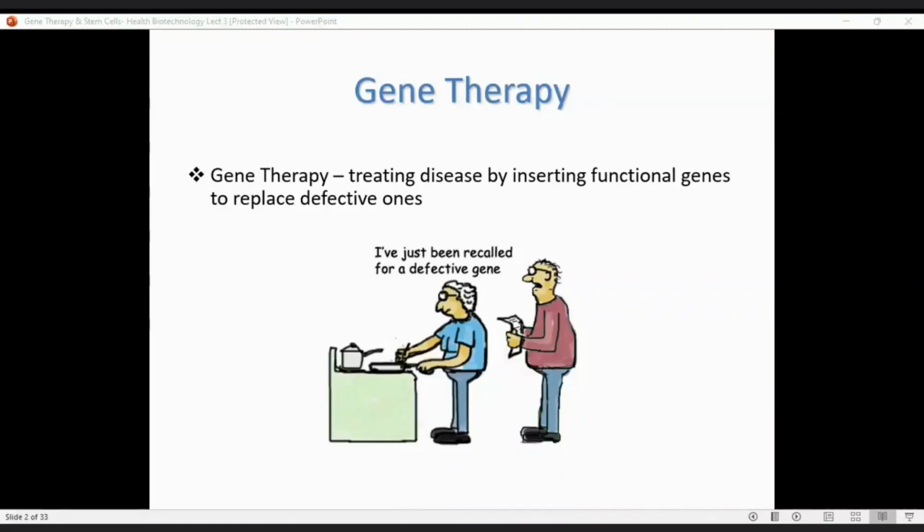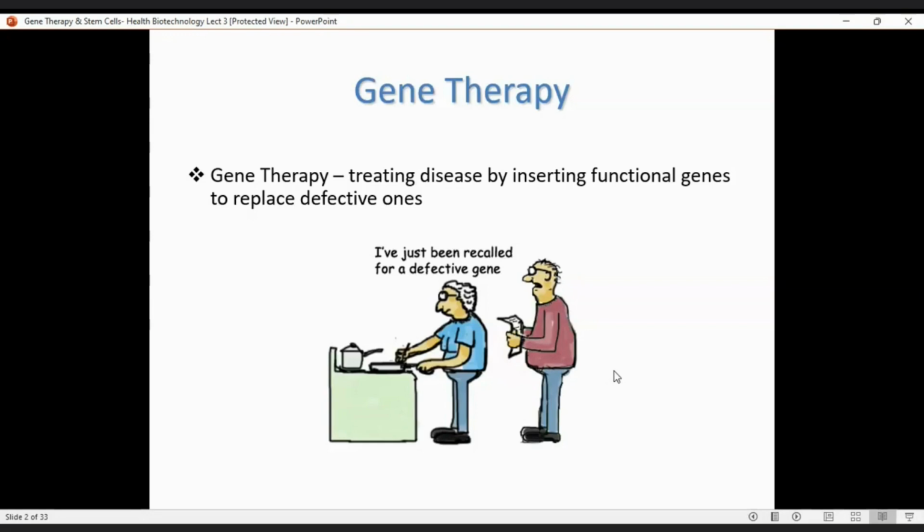Welcome everyone. Today I'm going to present gene therapy. It's a very interesting and very new topic in biotechnology. There is some research going on in this topic, that is gene therapy. And now let's get started.